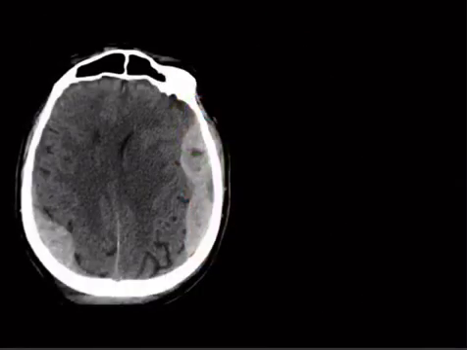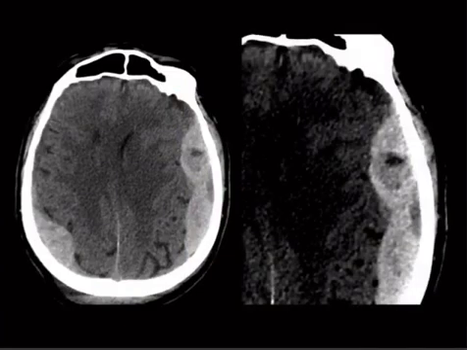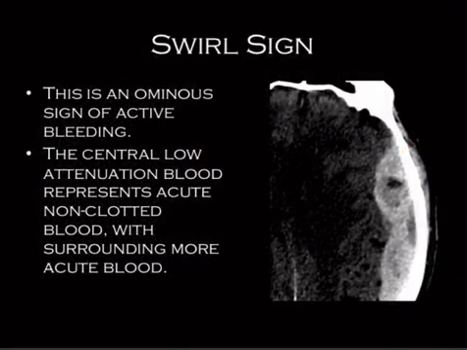Next case here, so we've got a bleed, and take a zoom in look, and the reason I'm showing this case is for this finding right here. This is the so-called swirl sign. So the part that's actually less dense, the black or grayer part there, is actually a site of active bleeding. It's non-clotted blood. The clotted blood is the white stuff.